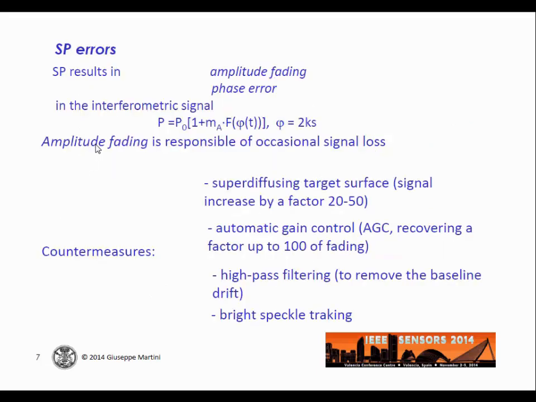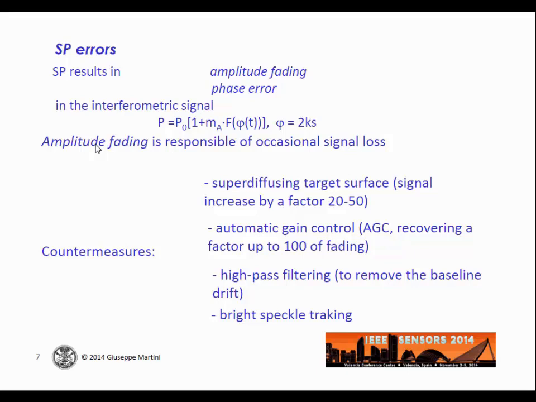Okay, and this speckle pattern gives some errors. Mainly it gives amplitude fading and a phase error. We can divide the error contribution coming from the speckle pattern into these two aspects: amplitude fading and phase error in the interferometric signal that has this typical expression.